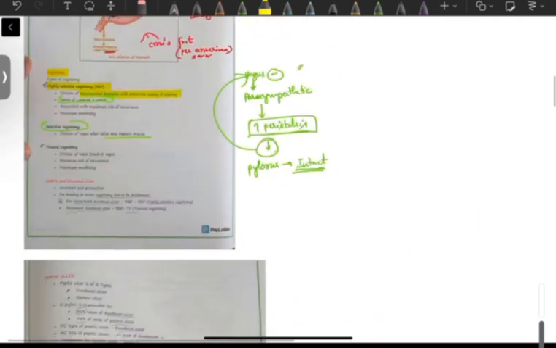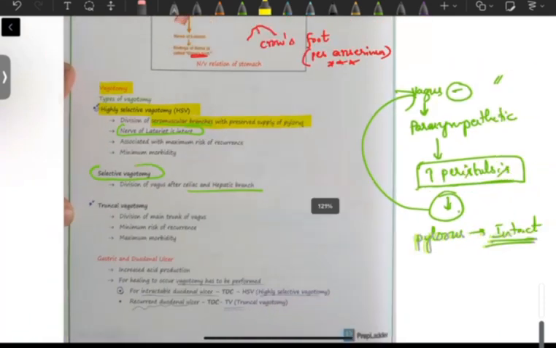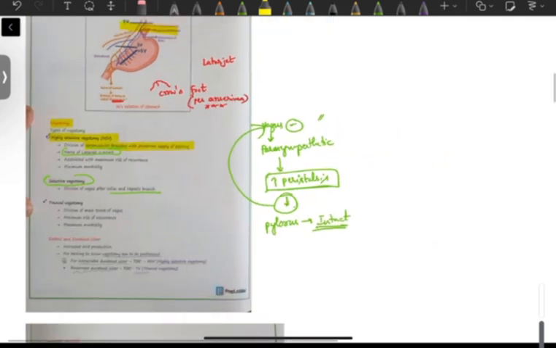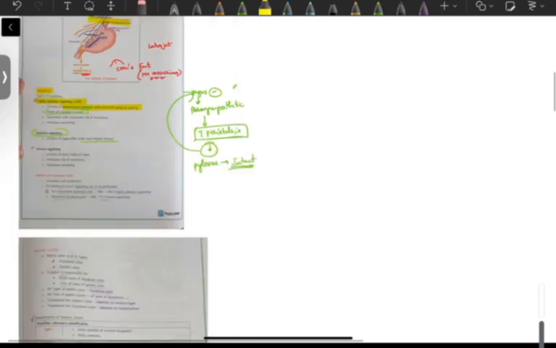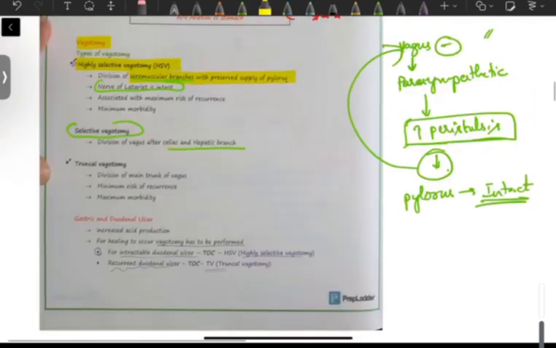Basically this will help us in management of carcinoma stomach, up to where the tumor has progressed and up to what level we will have to cut off the nerve supply. For that reason we are studying all this. This is just a build up so that while studying carcinoma of stomach, we will not be wondering why vagotomy is a treatment for it. So this was about the types of vagotomy: highly selective vagotomy and truncal vagotomy.